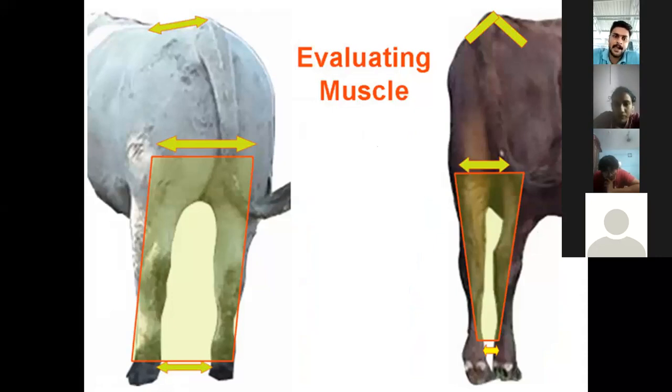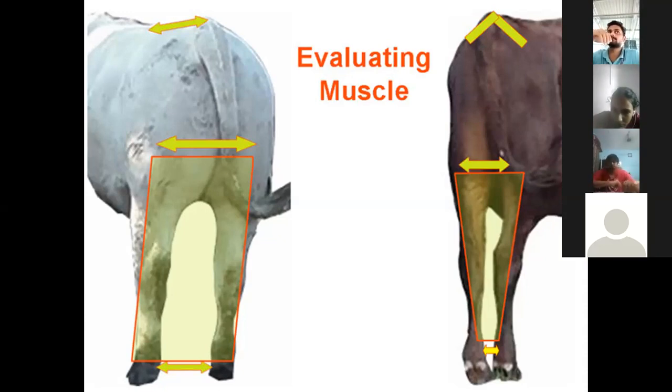Or for the feeder stock, the legs should be wide apart. You can see the two animals. In one, the highly muscled animal, the legs are wide apart when they are standing. In the other animal, you can see it is very narrow. So here you get a square-like shape, and in the other one, a triangular-like shape.